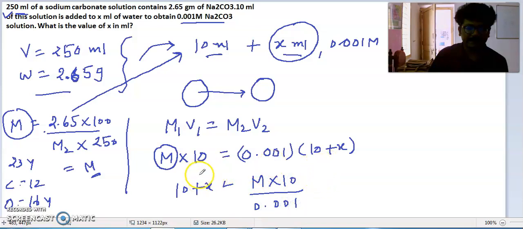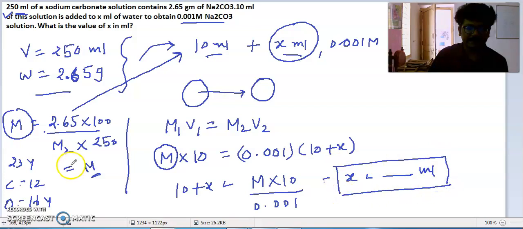And then you subtract 10 from this answer, and you will get the volume of water. That is what happens. So this is the way you can find out the answer. So what are the twists?